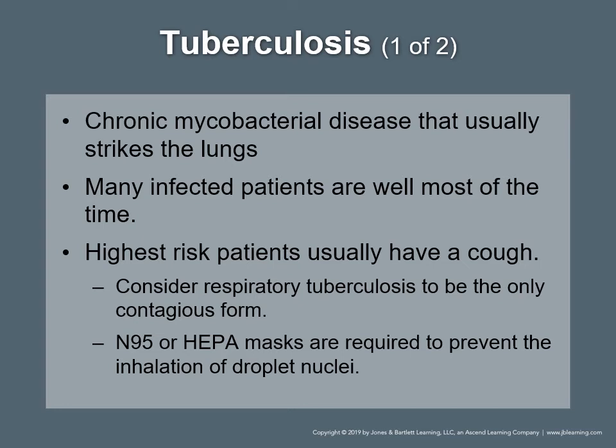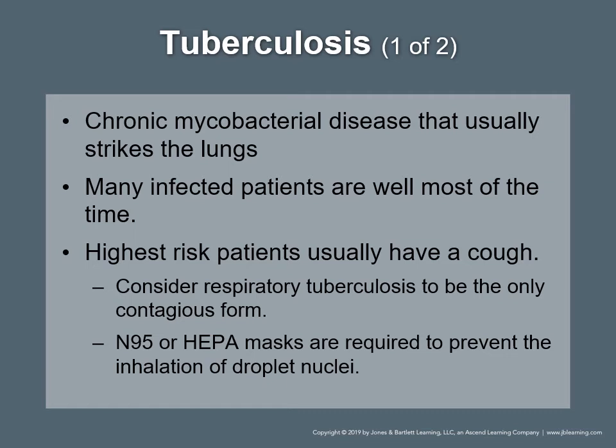Tuberculosis is a chronic mycobacterial disease that usually strikes the lungs. Many infected patients are well most of the time. If the disease involves the brain or kidneys, the patient is only slightly contagious. This is a disease that occurs shortly after infection, and it's called primary tuberculosis. Reactive tuberculosis is common and can be much more difficult to treat, especially because an increasing number of tuberculosis strains have grown resistant to most antibiotics.